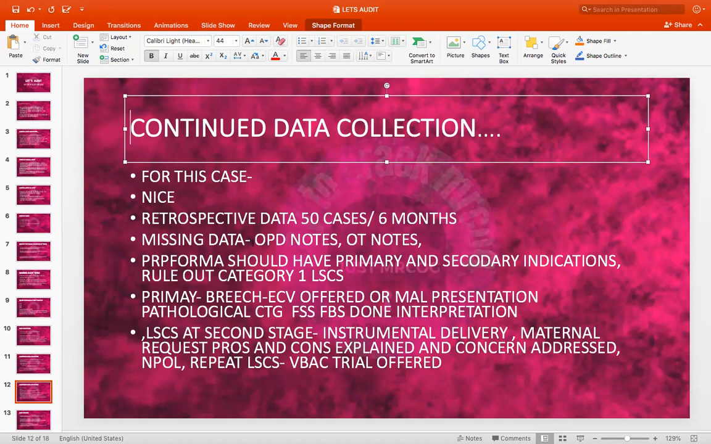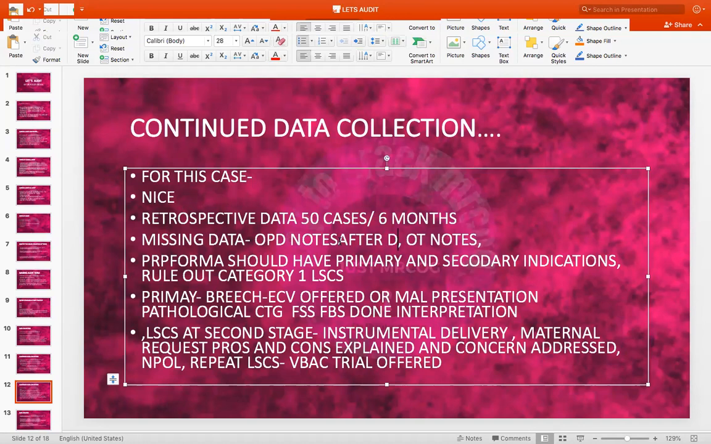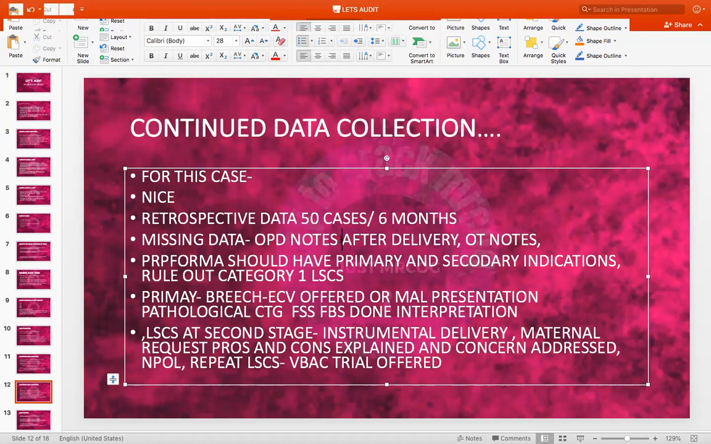Missing data: to compensate for missing data, we'll go through the OPD notes, especially OPD notes after delivery. Post delivery OPD notes we will check. We will check OPD notes after delivery. So that is very important. If we miss anything, but if we go through the OPD register post delivery, they have come for the checkup.